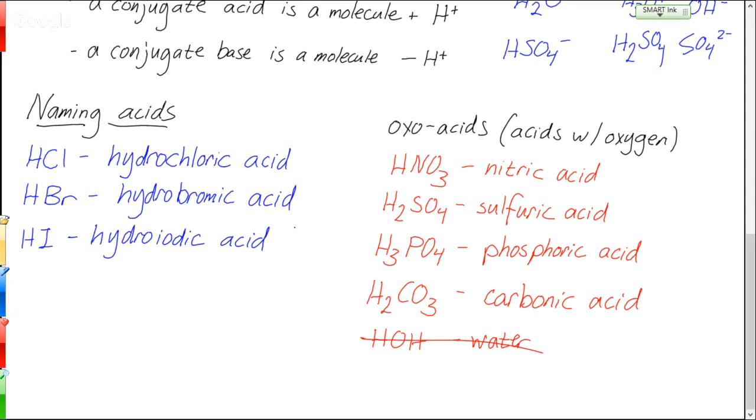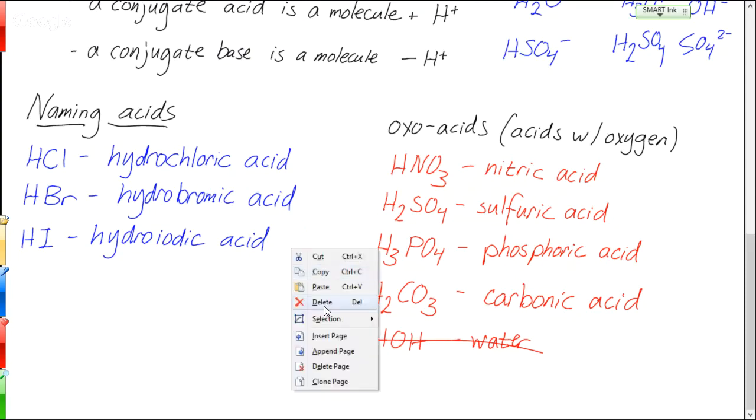All right, so we know how to find conjugate acids and bases in an equation. We know how to come up with conjugate acids, conjugate bases, and we can name some acids. So let's take a look at acid-base strength and equilibrium. I'm going to do this a little bit out of order of the book because I think it makes more sense this way.